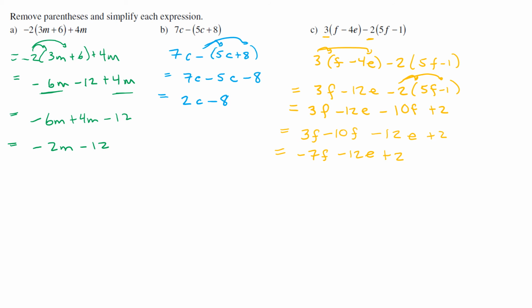So with these, just remember, distribute first. So if we're multiplying on the outside of the parentheses, that means to distribute it to each thing inside, and then simplify.